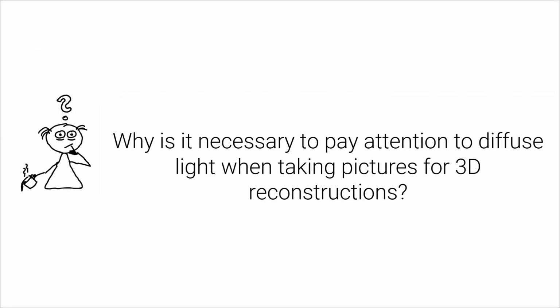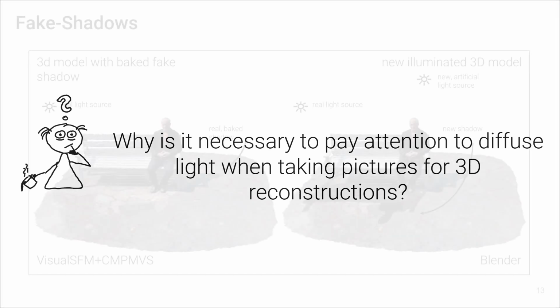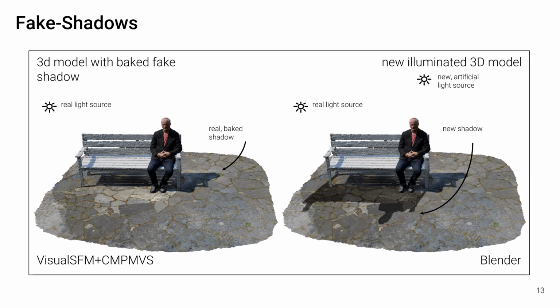We should ask here, why is it necessary to pay attention to diffuse light when taking pictures for 3D reconstructions? The rule of taking images in diffuse light applies especially to photogrammetric images with the goal of 3D reconstruction, since shadows baked into the texture, so-called fake shadows, can be very disturbing in later representations of 3D models.